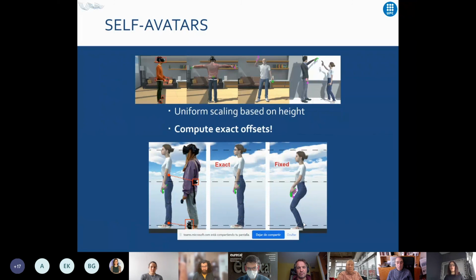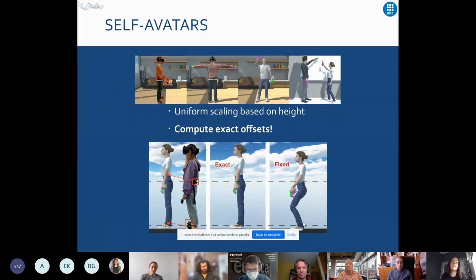So we've done recently a work basically to just get any virtual avatar and, through a very quick setup, be able to have it up and running in any virtual environment very quickly.